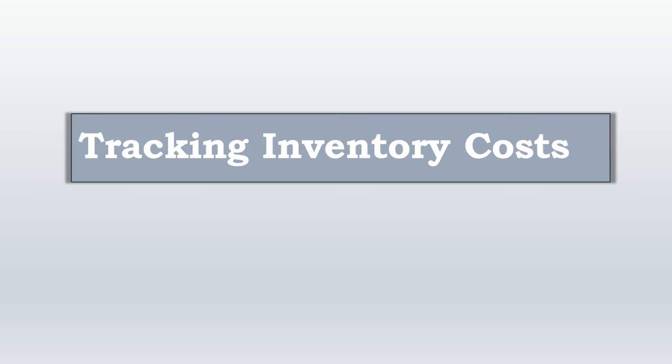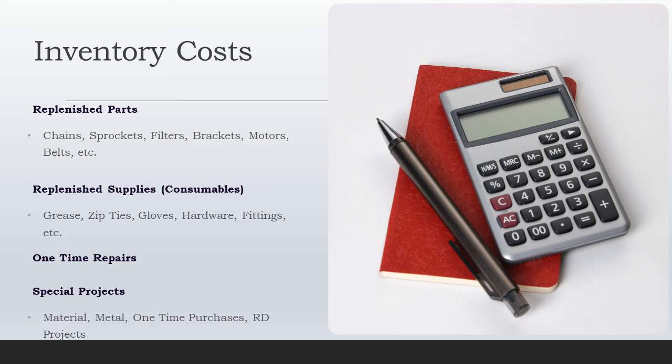Although equipment metrics are important, tracking inventory costs is equally needed when measuring overall department performance. So, let's shift our focus to tracking inventory costs and see which costs should be managed regularly. Inventory costs can be broken down into 4 categories: replenished parts, replenished supplies, one-time repairs, and special projects. For this course, we will focus on replenished parts and supplies.